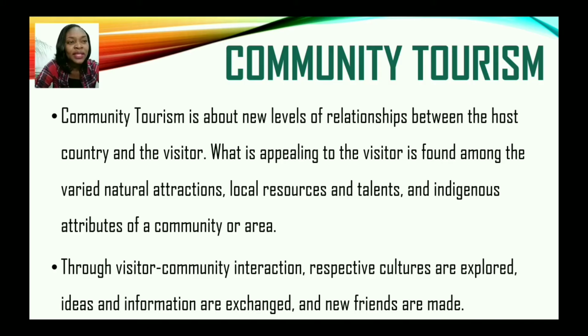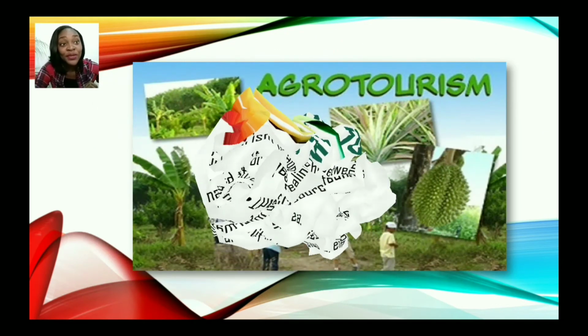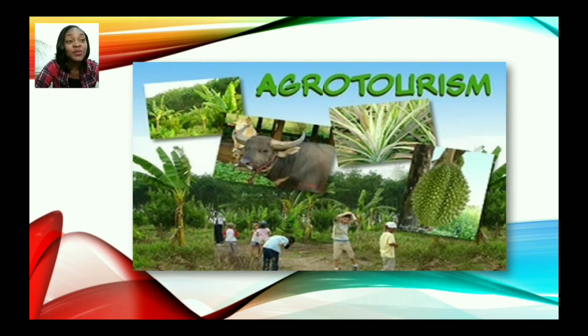What is appealing to the visitor is found among varied natural attractions, local resources, and talents, and indigenous attributes of a community or area. Through visitor community interaction, respective cultures are explored, ideas and information are exchanged, and new friends are made. Good. The next that we'll be looking at is agrotourism.